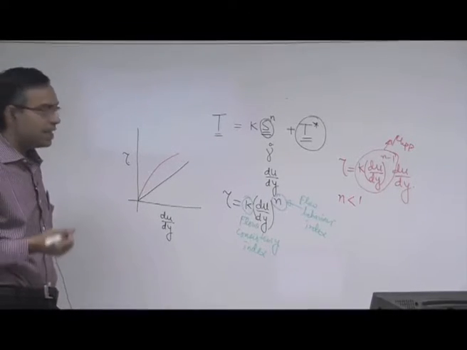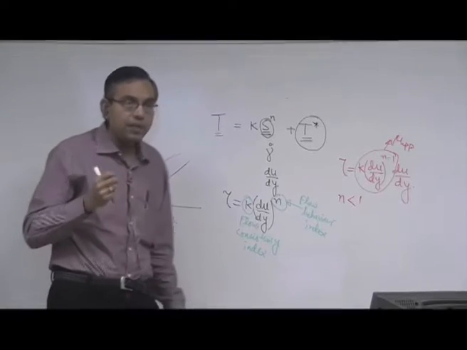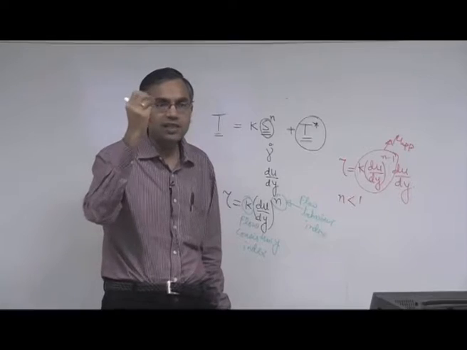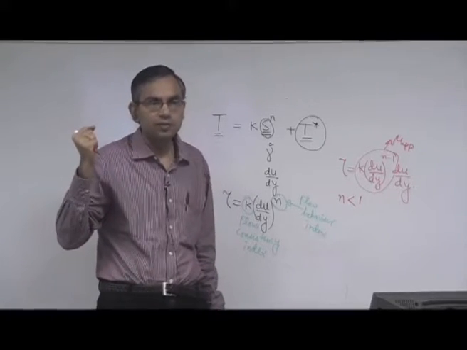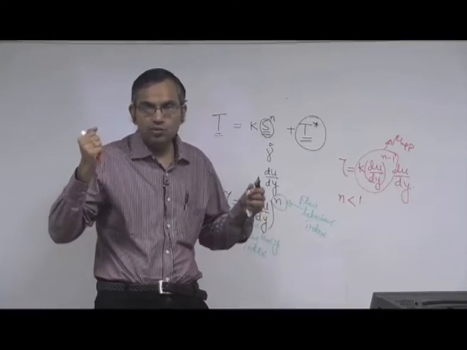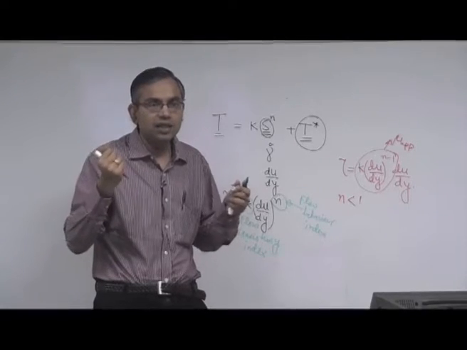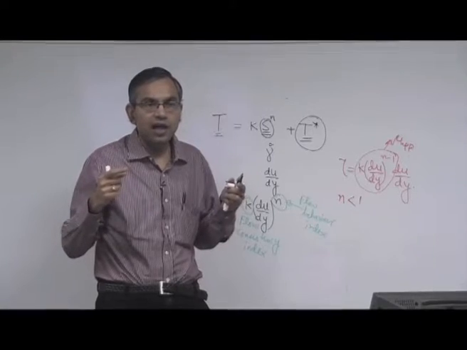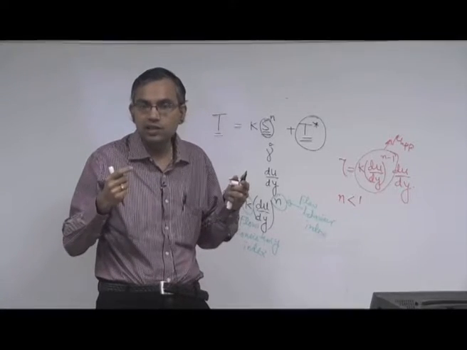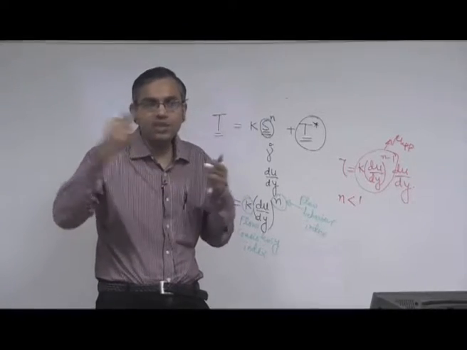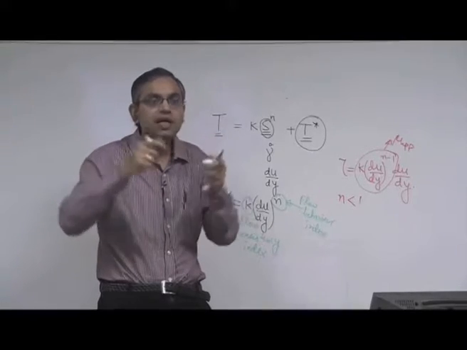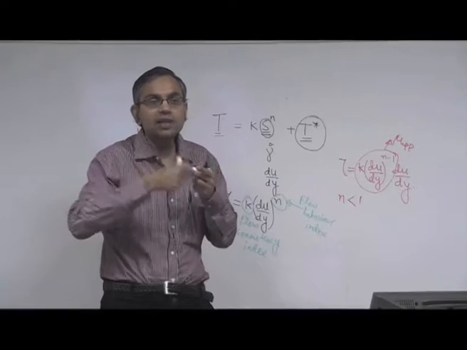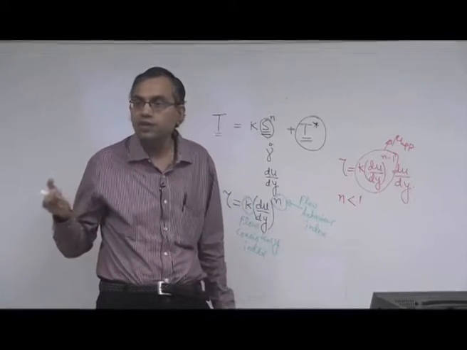So, for n less than 1, what is happening in blood? See, blood has blood cells and these cells are soft and deformable. So, at low values of shear, these cells may form agglomerates or aggregates and that might increase the apparent viscosity. But at high shear rates, these soft cells can be deformed and then that will actually increase the flowability or reduce the effective viscosity.